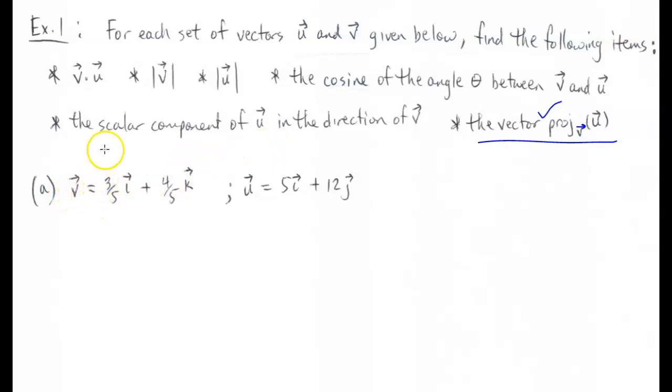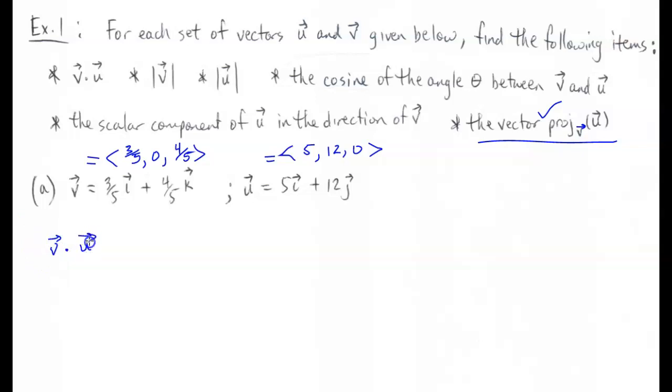So the first thing I'm going to do to make life a little easier for myself is, even though I have this in the IJK form, I'm going to go ahead and write this in abbreviated component form just to make life a little bit more simple. So I'm going to write v and u accordingly.